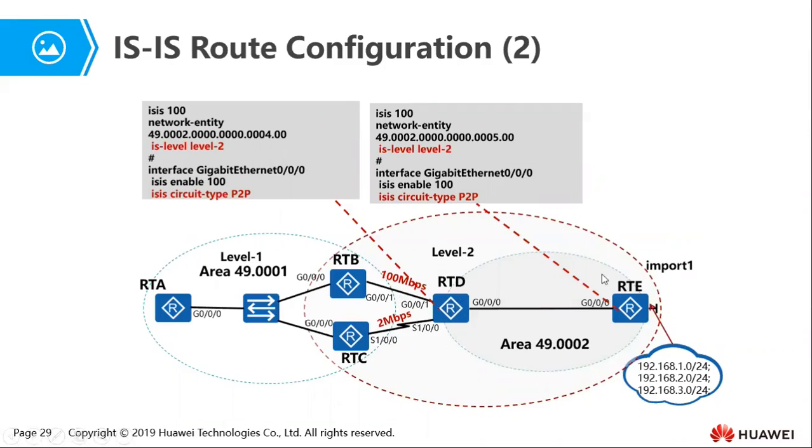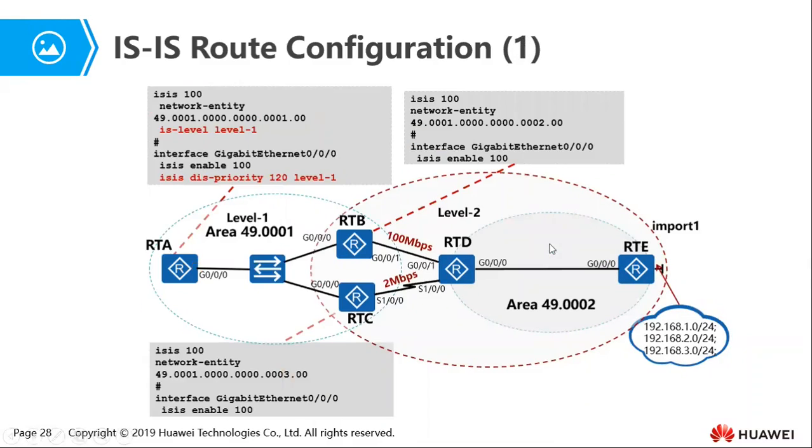Okay, so for RTD and RTE, they are... oh, okay, sorry. Here, I need to mention that as you can observe, these RTB and RTC are level 1-2 routers. By default, when you configure IS-IS, the router becomes a level 1-2 router, so we don't need to use this command to change the level. That's why we don't have that command here on RTB and RTC.